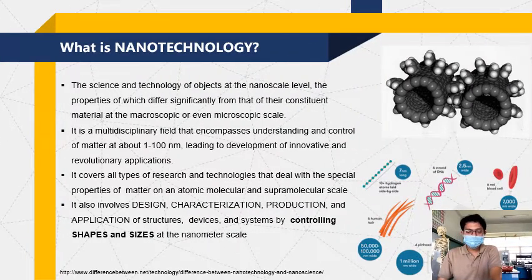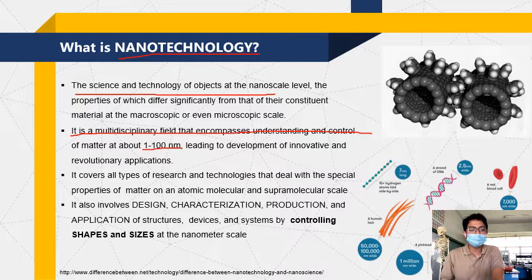So if nanoscience is the field of science that deals with the study of nanomaterials, then nanotechnology is just the application of nanoscience. The science and technology of objects at the nanoscale level, and the properties of which differ significantly from their constituent material at the macroscopic or even microscopic scale. So it is a multidisciplinary field that encompasses understanding and control of matter at about 1 to 100 nanometers, leading to the development of innovative and revolutionary applications.